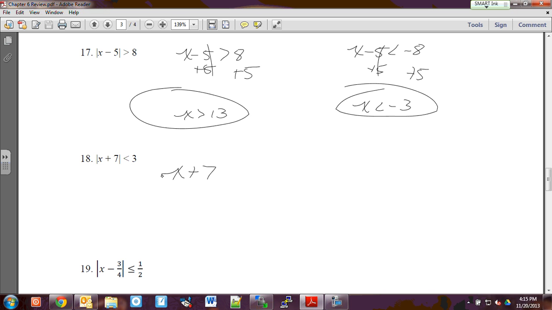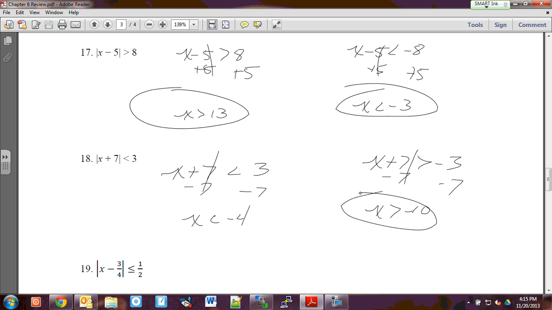X plus 7 greater than 3. X plus 7 greater than negative 3. Minus 7, minus 7. X is less than negative 4. Minus 7, minus 7. X is greater than negative 10. Okay. Moving right along.